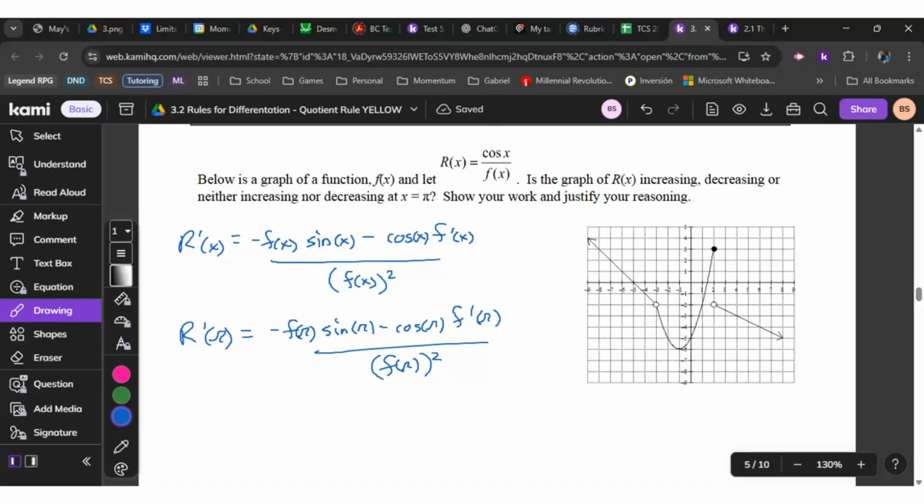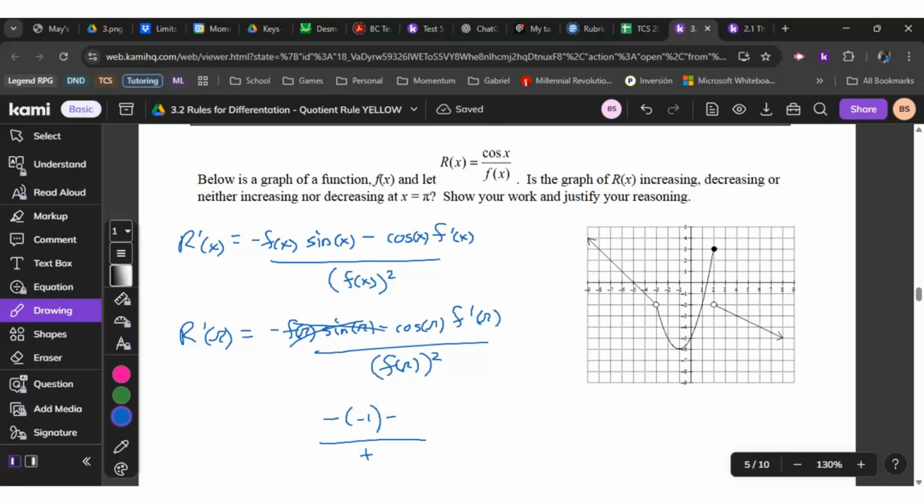So first of all, let's do the trig ones because that's going to simplify some things for us. What's sine of pi? 0. So this whole part goes away. So then I've just got negative cosine of pi. So negative, what's cosine of pi? And then f prime of pi. F prime means derivative, so slope. What's the slope of that line? Negative. And then does it matter what this is if it's squared?